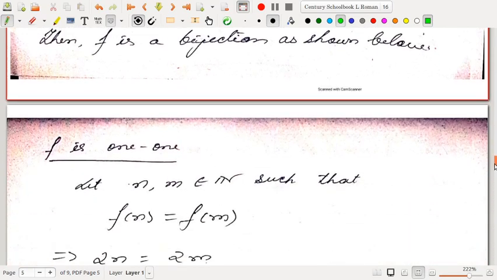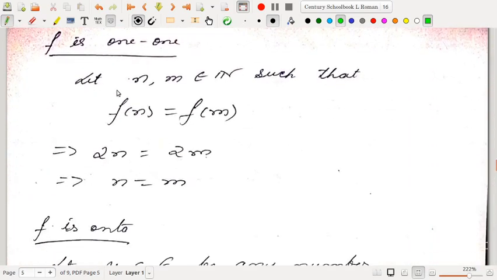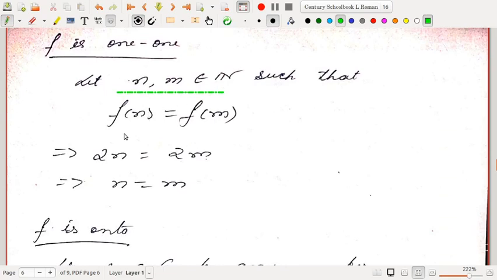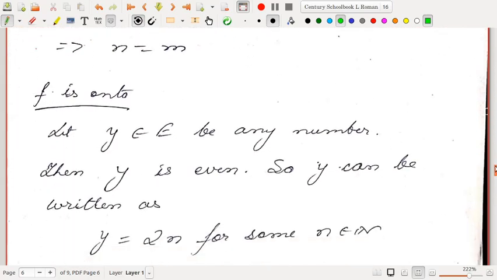How is f a bijection? f is 1-1. This is just a routine exercise that you have been doing since your higher secondary days. I want to show that the function 2n is a 1-1 function. That means we start with any elements n and m in the set of natural numbers such that their images are equal. Then we show that the elements are themselves equal. So f(n) equals f(m). f(n) is 2n, and f(m) is 2m. So n equals m.